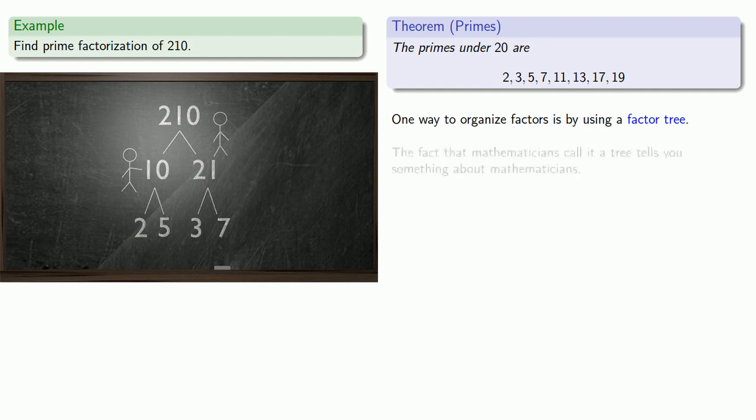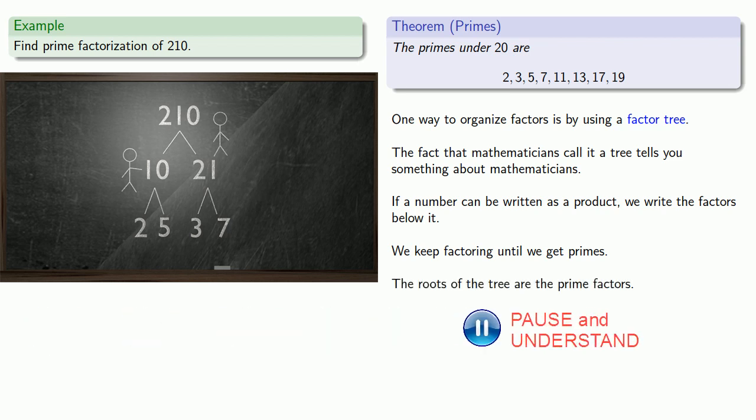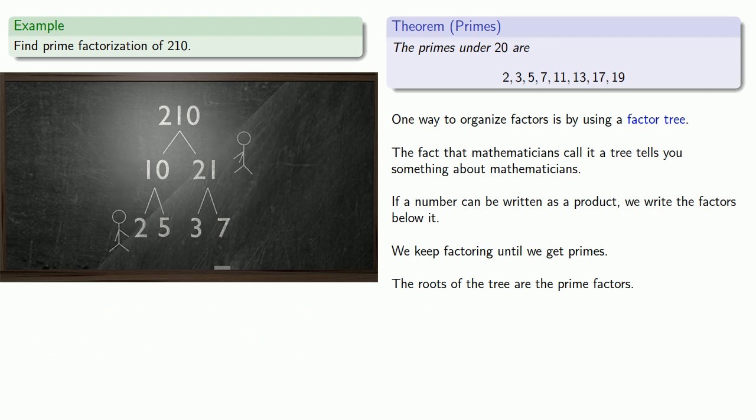Now, the fact that mathematicians call this a tree tells you something about mathematicians. Namely, don't have them be your gardeners. But the general organization of this factor tree works something like this. If a number can be written as a product, we write the factors below it, and we keep factoring until we get primes. The roots of the tree are the prime factors. And so we see here down at the very, very bottom, we have the factors 2, 5, 3, and 7.